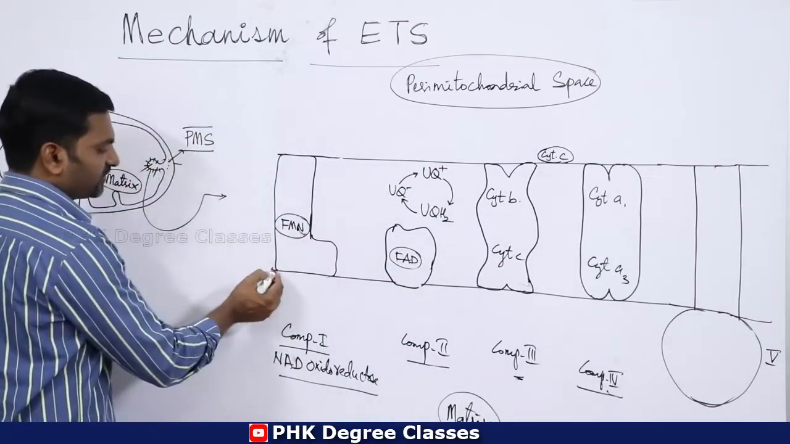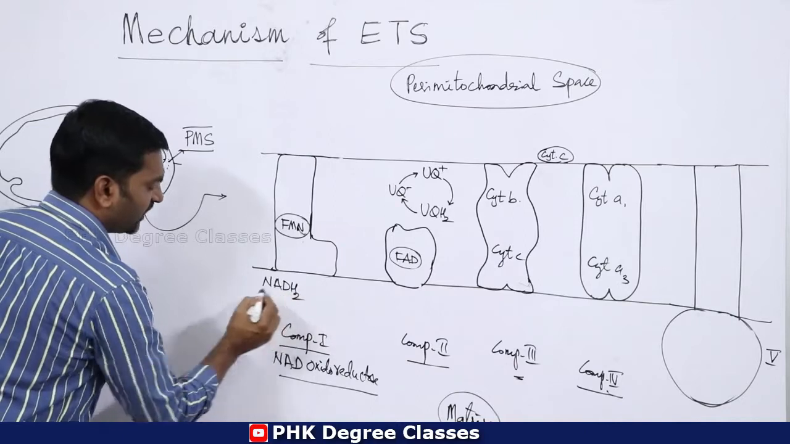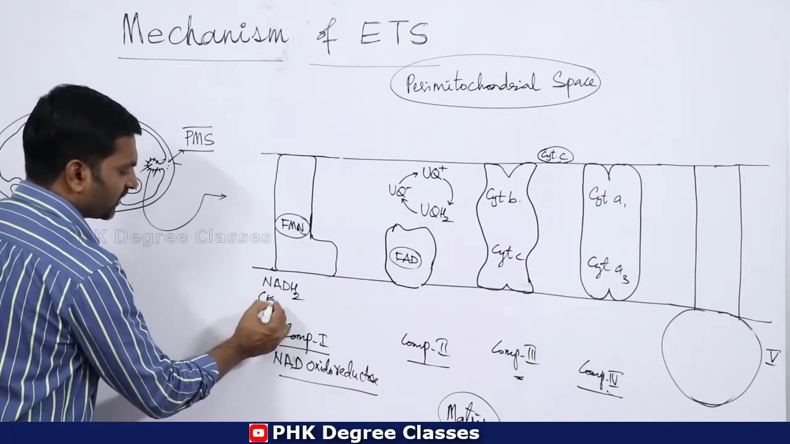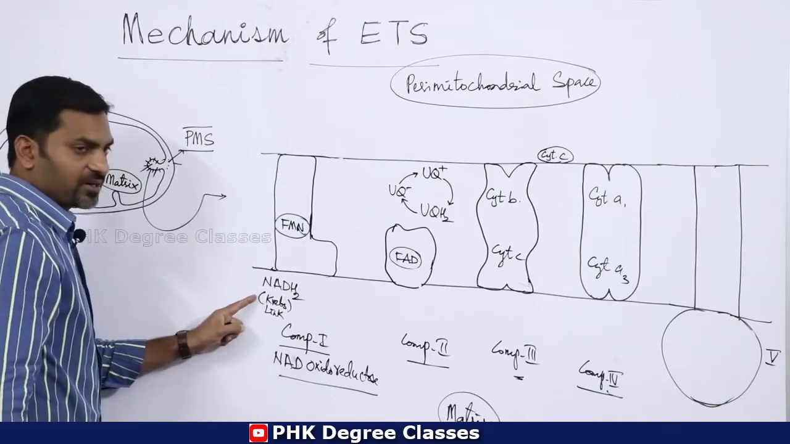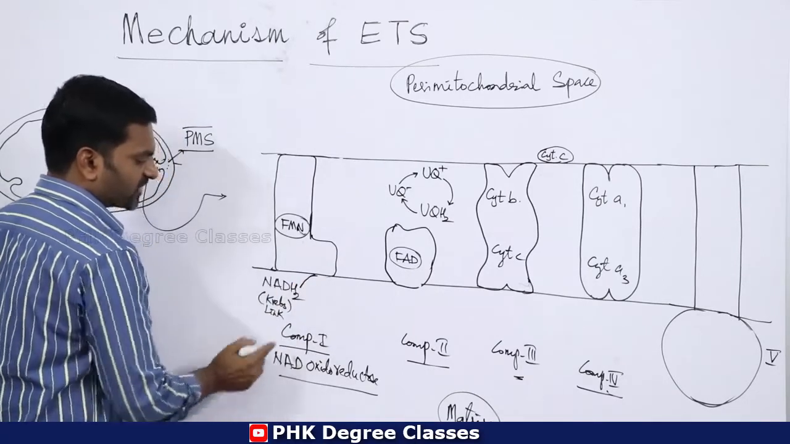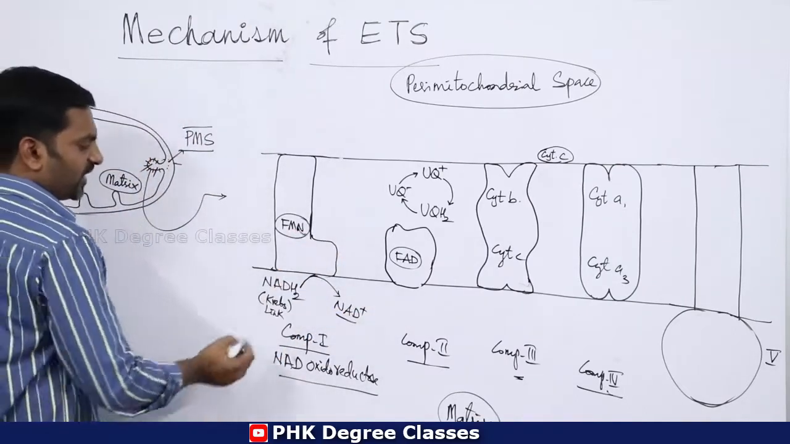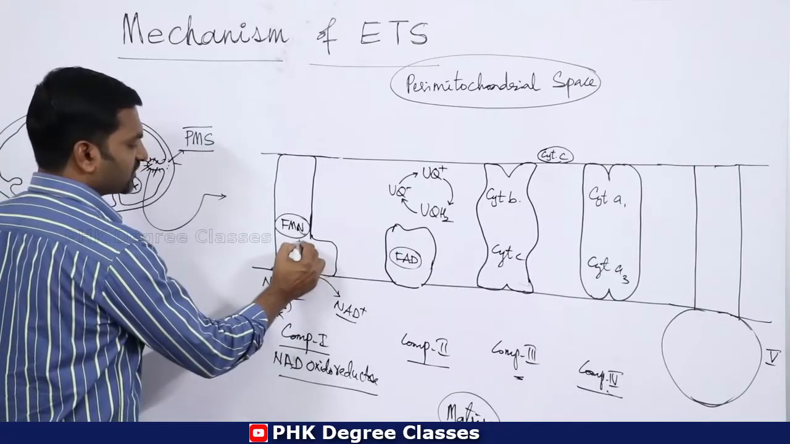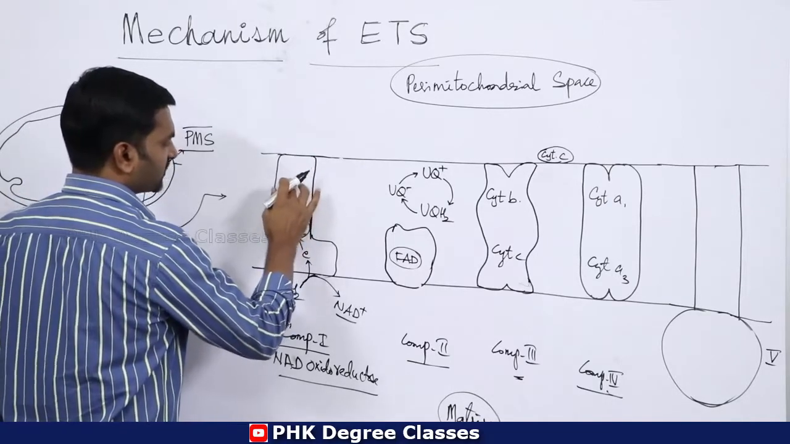At complex 1, NADH2 of the Krebs cycle and the link reaction participates. It will become NAD plus. Then there is liberation of electrons and protons. These electrons move through the different complexes. The movement takes place like this.